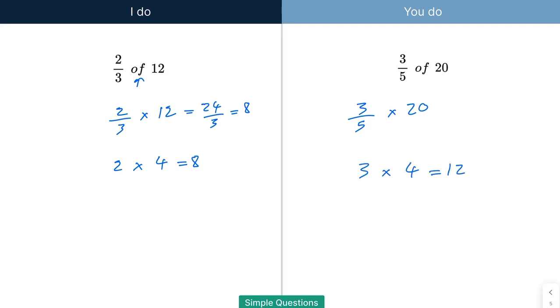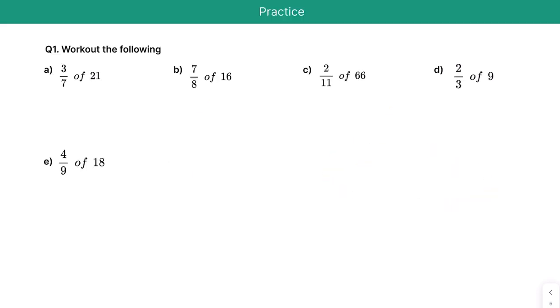Now, like I said, you could have done 3 times 20, but the number becomes quite big, which is 60. Then you divide it by 5, and then you still get the 12. But I recommend doing it like this. So here's some practice questions for you to have a go at. Press pause and have a go. Here are the answers. Mark your work.